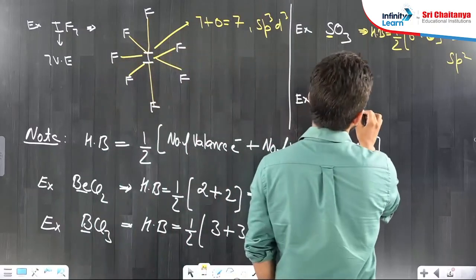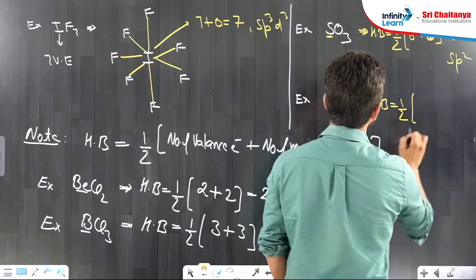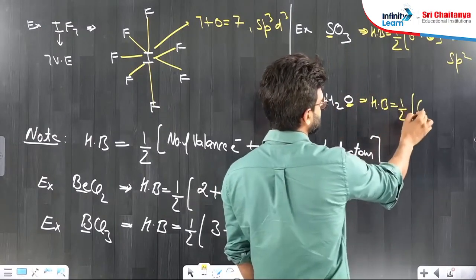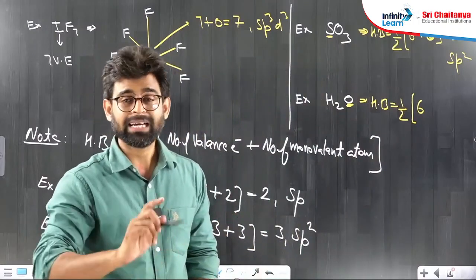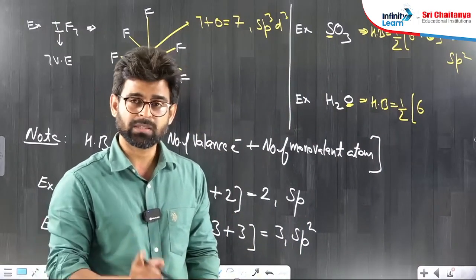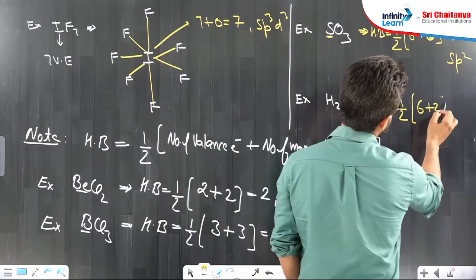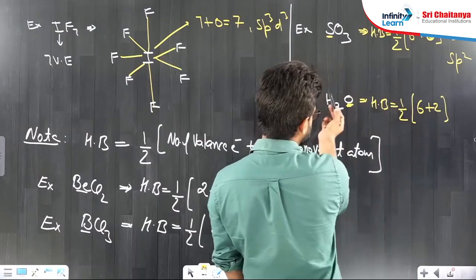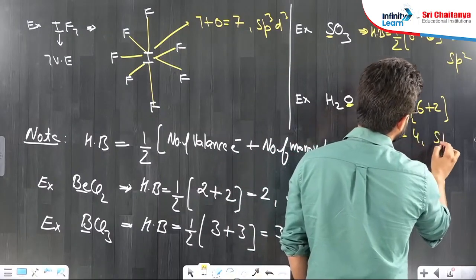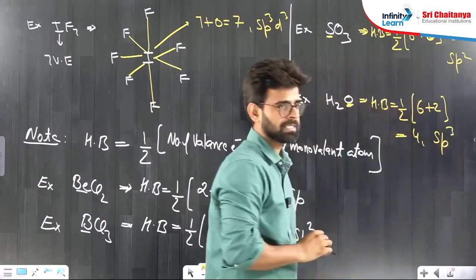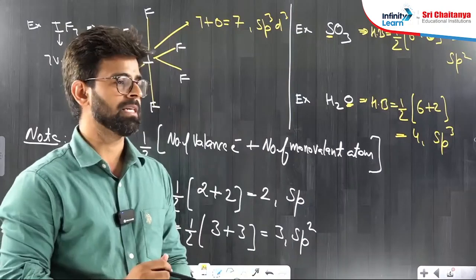Now H2O. Here the hybridization is 1 by 2. Oxygen has how many valence electrons? 6. And it is connected to hydrogen. Hydrogen is a monovalent atom. So I will add it: 6 plus 2, because the number of monovalent atoms is 2. So 8 divided by 2, 4 is coming. 4 means it is sp3 hybridized. Are we clear about this? I hope we are clear.